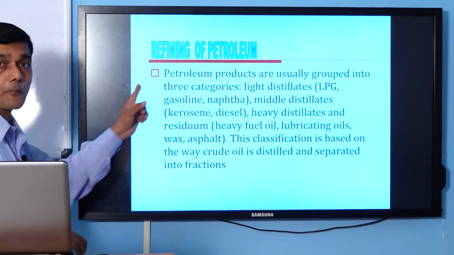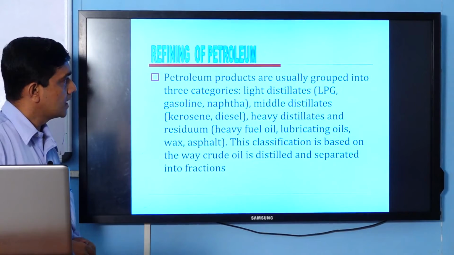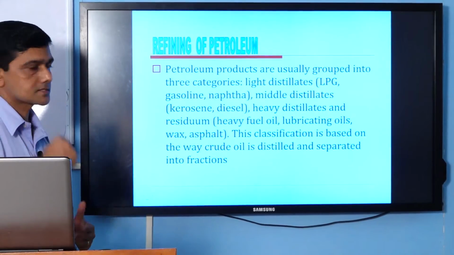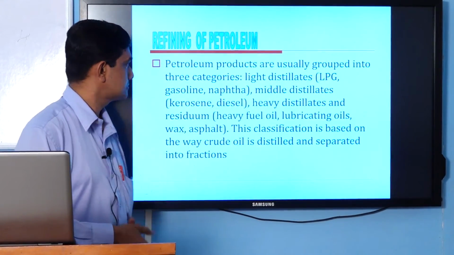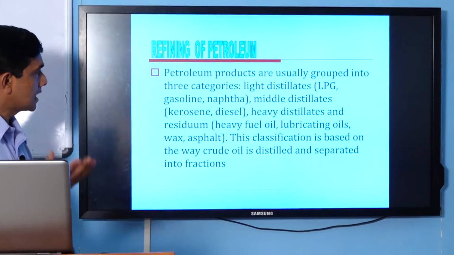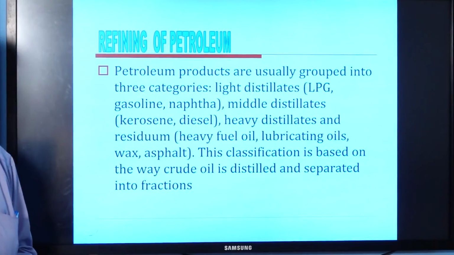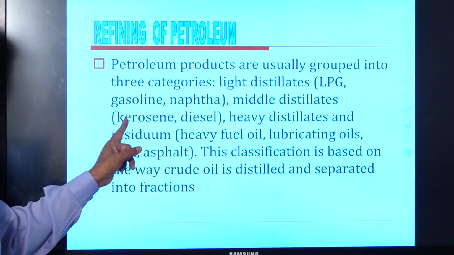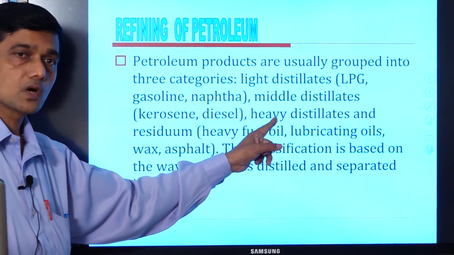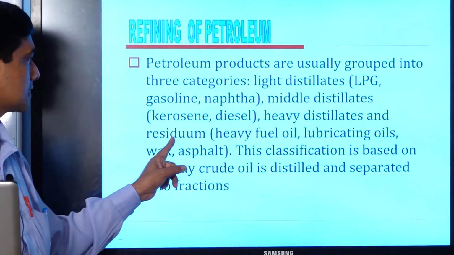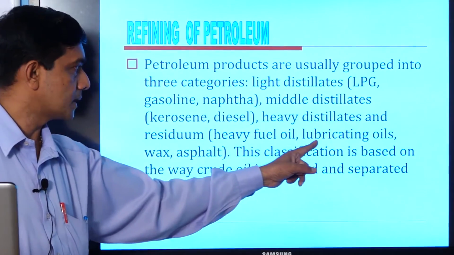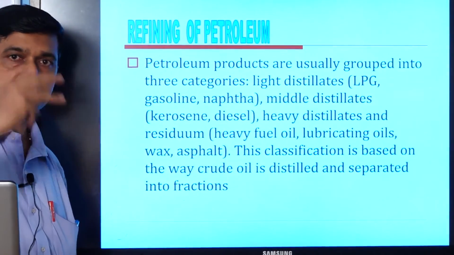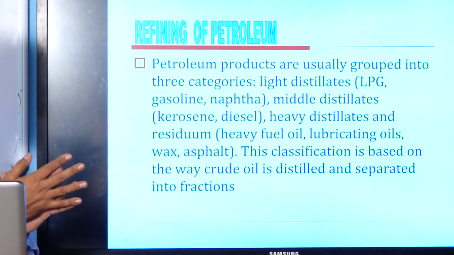Coming to refining of petroleum, we categorize various products of petroleum into three categories. Light distillates, which contain LPG, gasoline, naphthalene, that you have seen just now. Second category is middle distillates such as kerosene, diesel. Then heavy distillates and residuum, that is heavy fuel oil, lubricating oils, wax, asphalt. So, like this, based on the density, it is categorized into three categories.